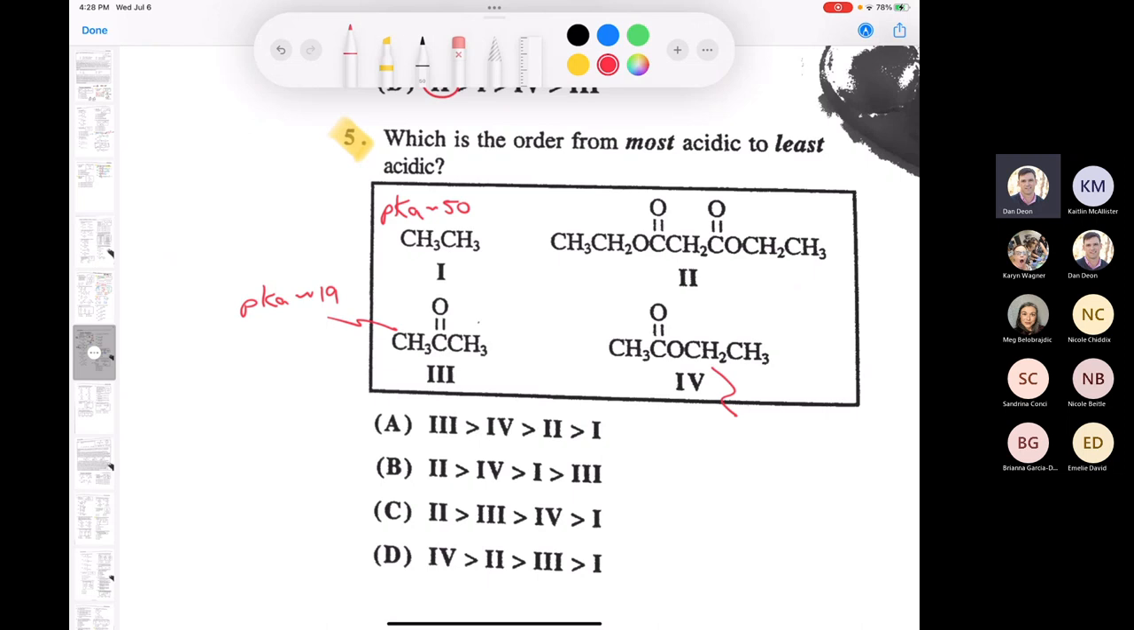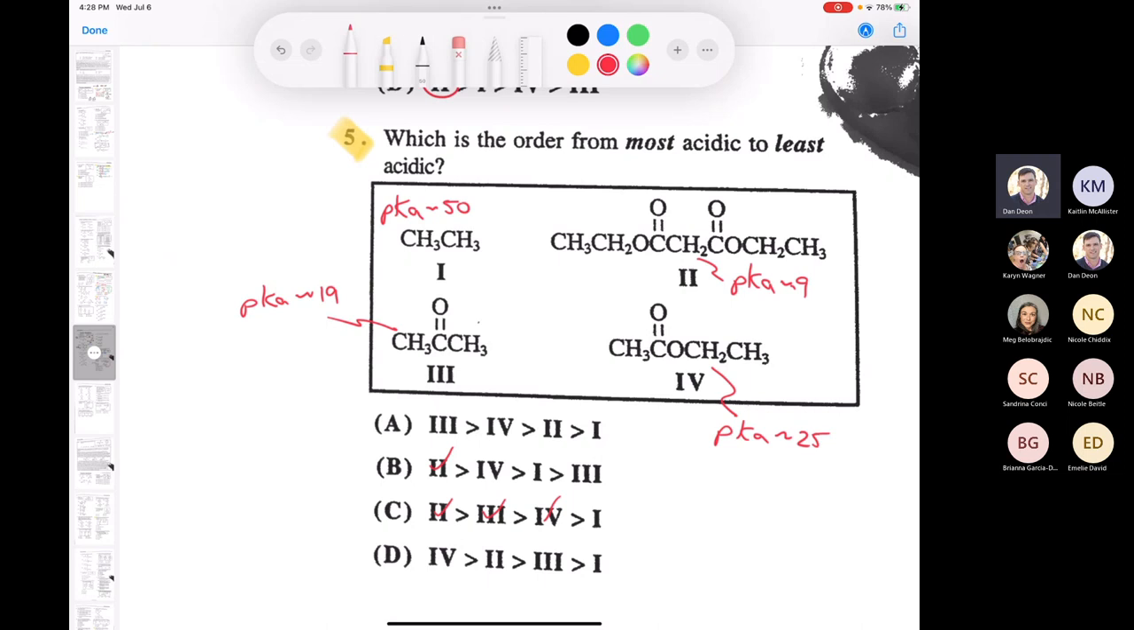This is ethyl acetate, which is an ester. Esters have pKas around 25. And this is something that we looked at in organic chemistry too. When you have a doubly stabilized enolate, so if you were to remove one of those protons, we said that has a pKa of around 9. Okay, so that's one way, is just knowing the pKas. So you would put 2 first, and then what comes next? 3 is next, and then 4, and then 1. So the answer is C.